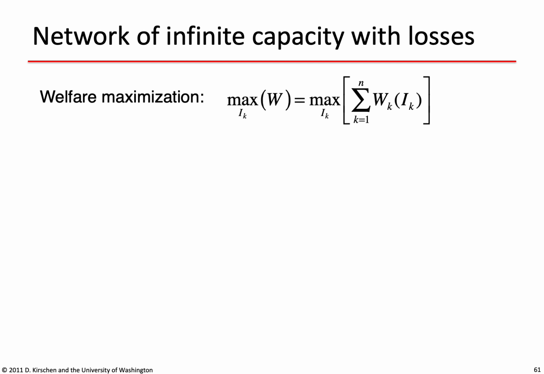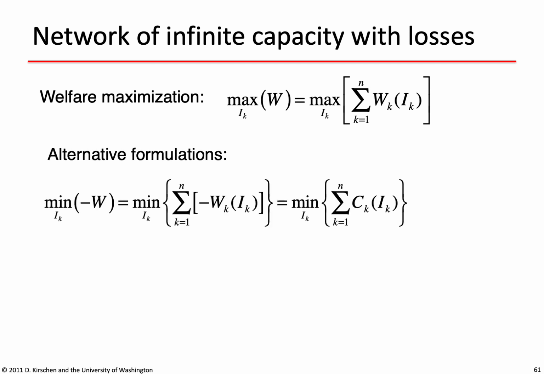Now, what we want to do is maximize this welfare. So we want to choose the injections Ik at the various nodes in such a way that W is maximum. So we want to maximize over Ik the sum from k equals 1 to n, where n is the number of buses, of Wk of Ik. But we can formulate that in a different way, because if we want to maximize W, it's the same thing as minimizing minus W. So we would be looking at minimizing over the injections Ik the sum from k equals 1 to n of minus Wk of Ik.